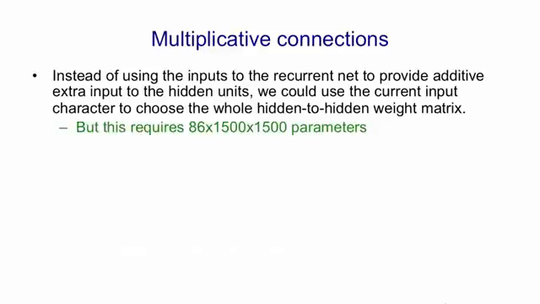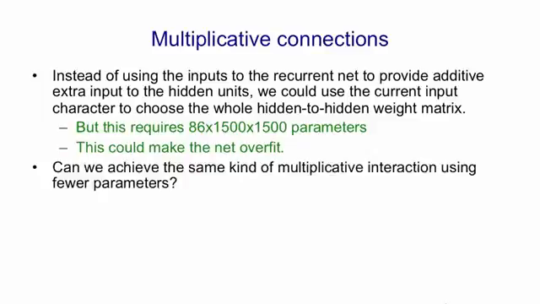Now if we did that in the naive way, we'd have each of the 86 characters define a 1500 by 1500 matrix, and that would be a lot of parameters. If we have that many parameters, the net's likely to overfit unless we run it on a huge amount of text for which we might not have time. So the question is, can we achieve this kind of multiplicative interaction where the character determines the hidden-to-hidden weight matrix using many fewer parameters by making use of the fact that characters have things in common? For example, all of the digits are all quite similar to each other in the way in which they make the hidden state evolve.